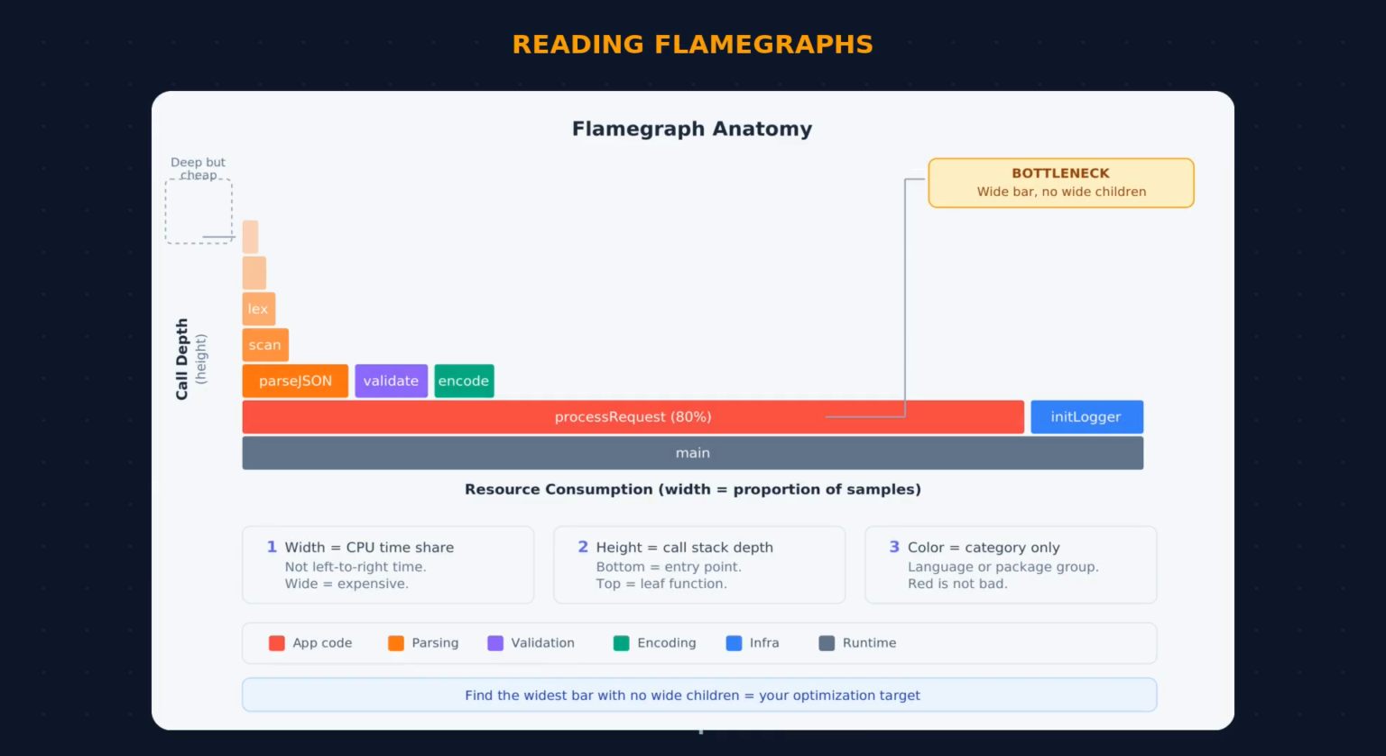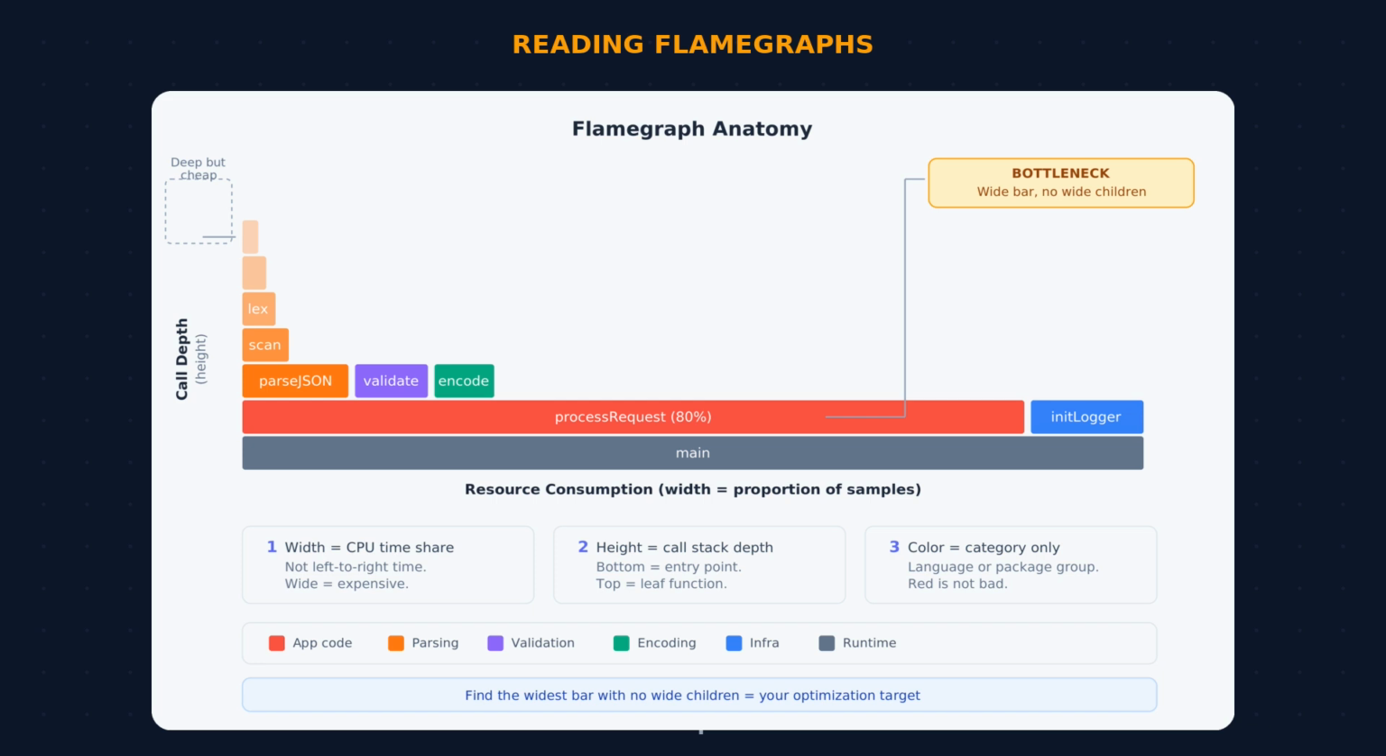All that profiling data is useless without a good visualization. The standard is the flame graph, invented by Brendan Gregg at Netflix. Once you know how to read one, you'll never look at performance data the same way. 3 rules. 1. The x-axis is not time. The x-axis is the proportion of samples where that function appeared. Wide bar means that function was on the CPU a lot. Width equals cost.